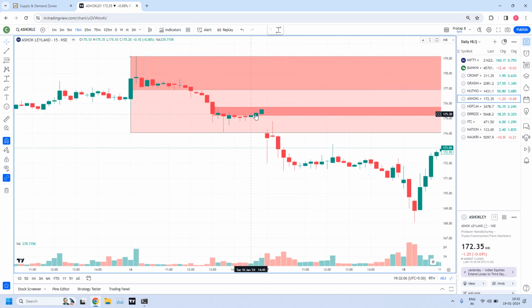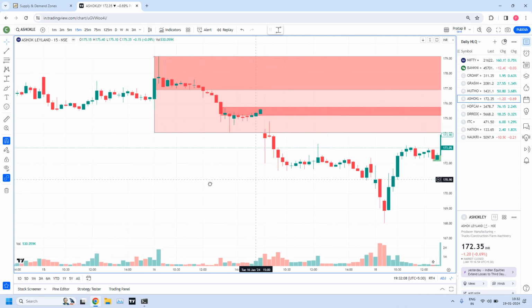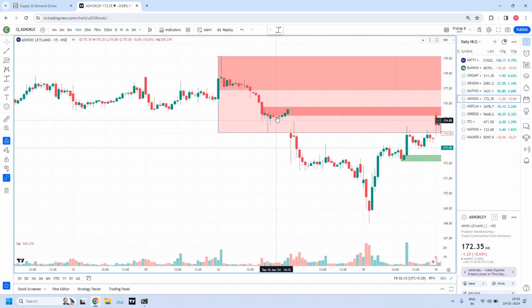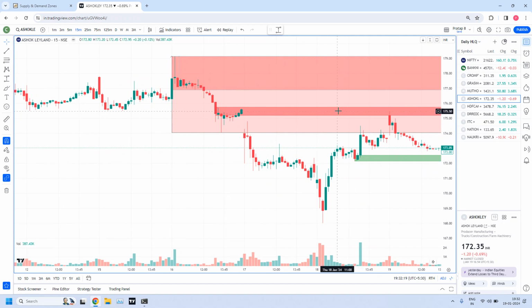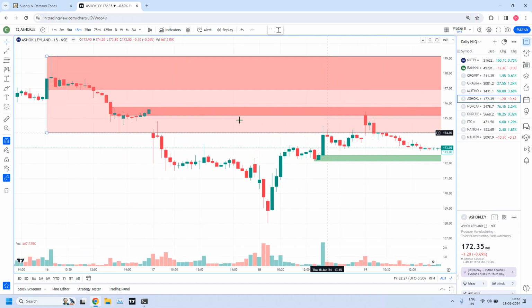See, it provided several tests in this zone. So that is the reason why you can confirm this could be one. You can give importance to this zone. Anyway, risk is very minimal. Even if it is stopped out, the loss will be very minimal. That way you can give some priority, because it has given several tests.